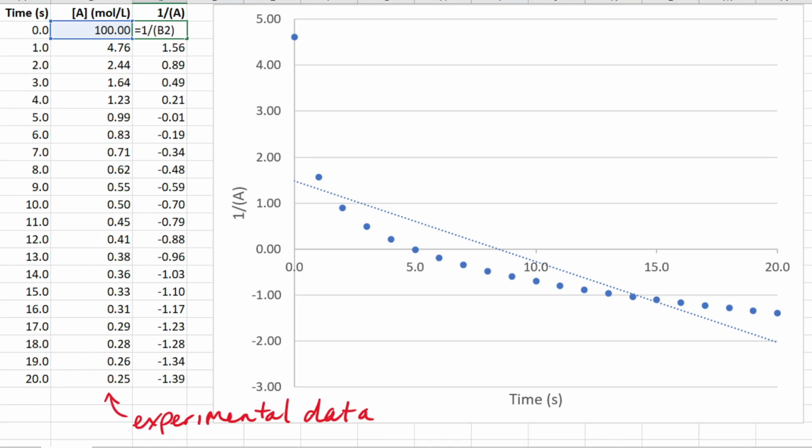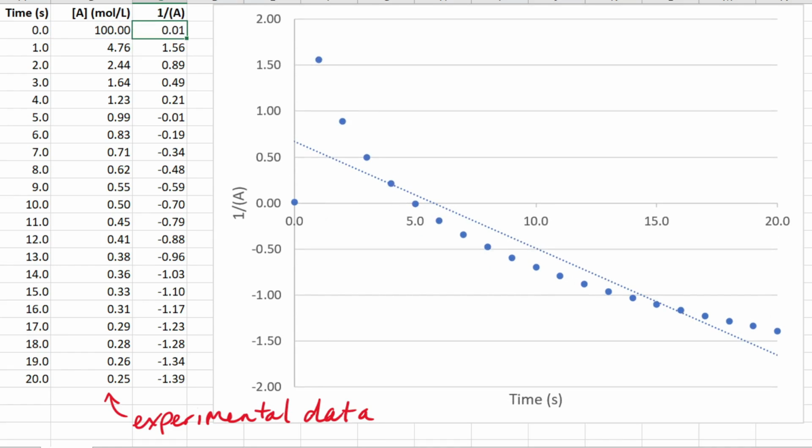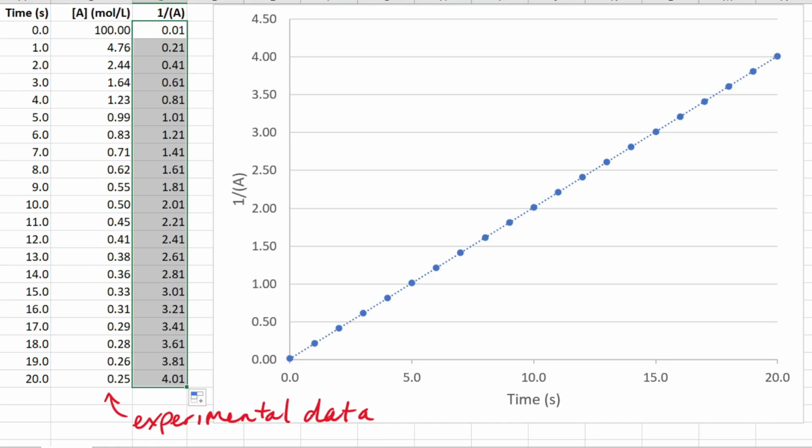And we can plot this as a linear equation if we put 1 over the amount on the y-axis and time on the x-axis. So k still shows up as the slope. It's positive this time. And 1 over the initial amount is the y-intercept. So nothing too different from what we did for the first order reaction.